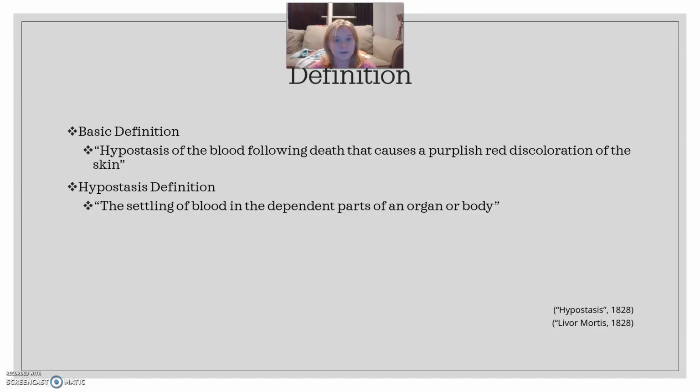We'll start out simple with the definition of Livor Mortis. As defined by Merriam-Webster, Livor Mortis is hypostasis of the blood following death that causes a purplish-red discoloration of the skin. And then, just as a little extra elaboration, I decided to include the definition of hypostasis, which is the settling of blood in the dependent parts of an organ or the body.